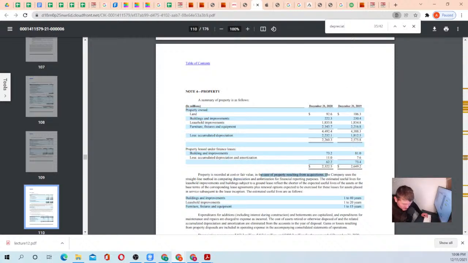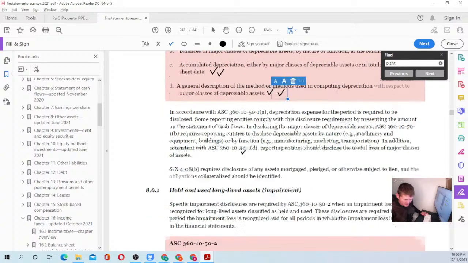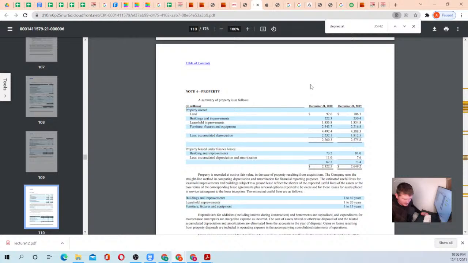The company uses a straight line method in computing depreciation and amortization for financial reporting purposes. So we can put tick mark for that. And let's see if we can find information of any assets mortgaged, pledged, or otherwise subject to lien and the obligations collateralized.